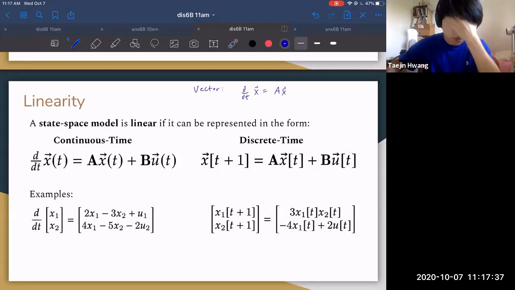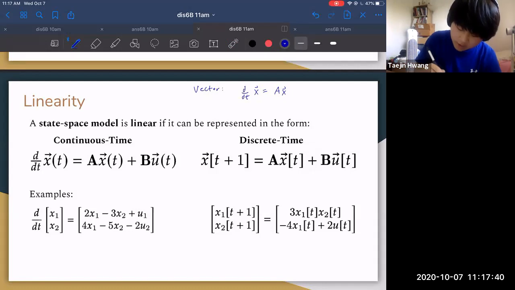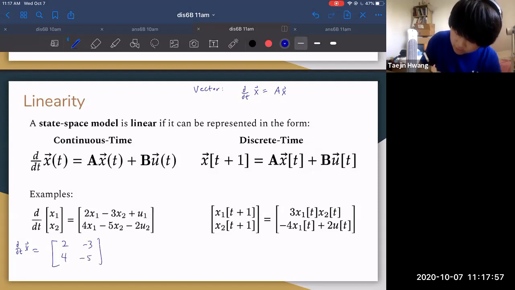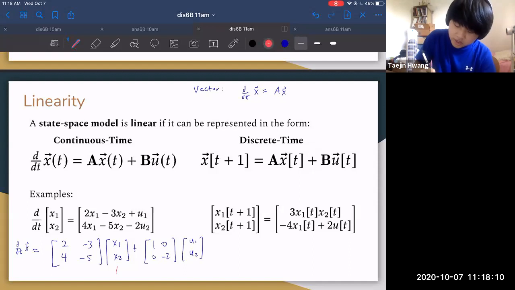So just some examples we can quickly give. If we have a continuous time system represented by this differential equation, we can write this almost by inspection in the form [2, -3; 4, -5] times x1 and x2 plus [1, 0; 0, -2] times u1 and u2. So you can say that this system is in fact linear.